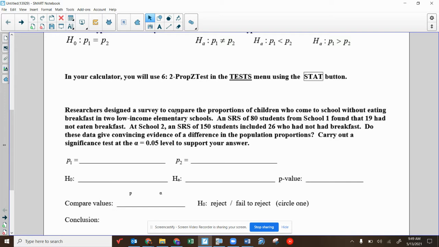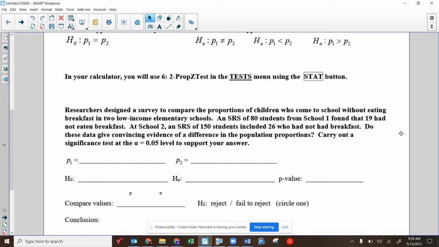All right, researchers designed a survey to compare the proportions of children who came to school without eating breakfast in 2 low-income elementary schools. A simple random sample of 80 students from school 1 found that 19 had not eaten breakfast. At school 2, they took a 150 student sample, and 26 had not had breakfast. Does the data give convincing evidence of a difference in the population proportions?